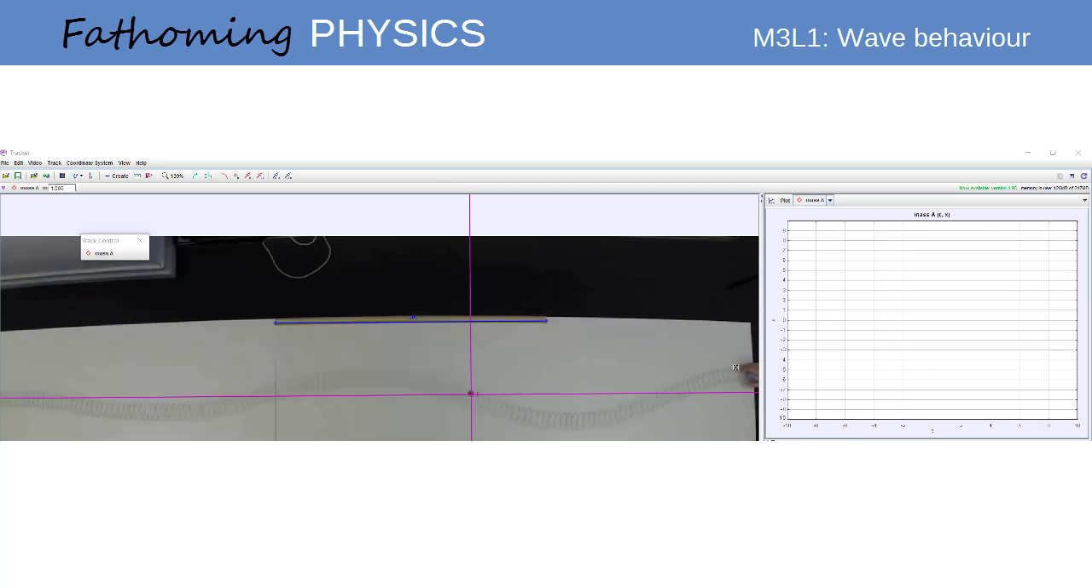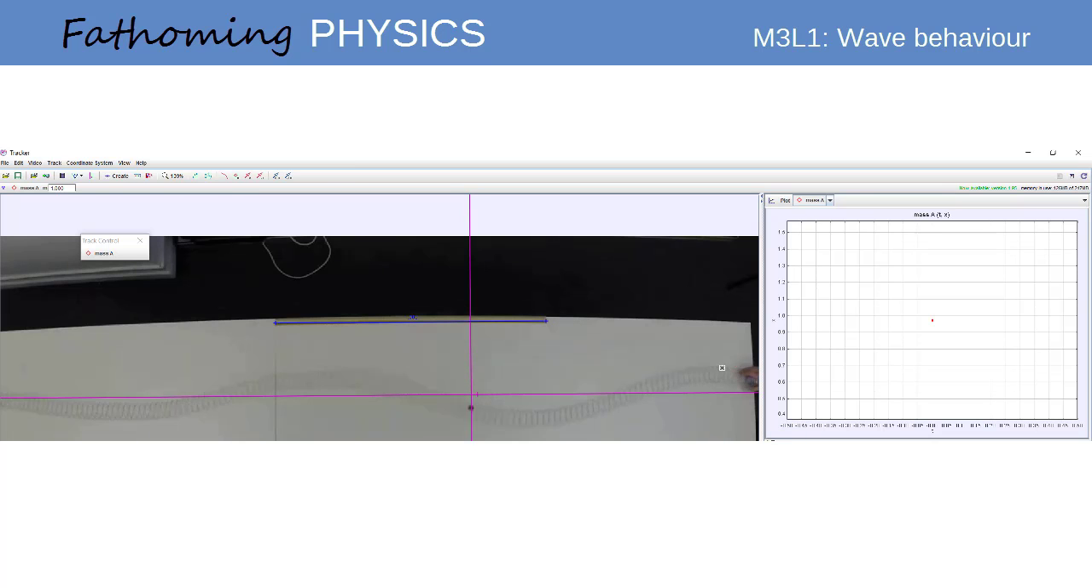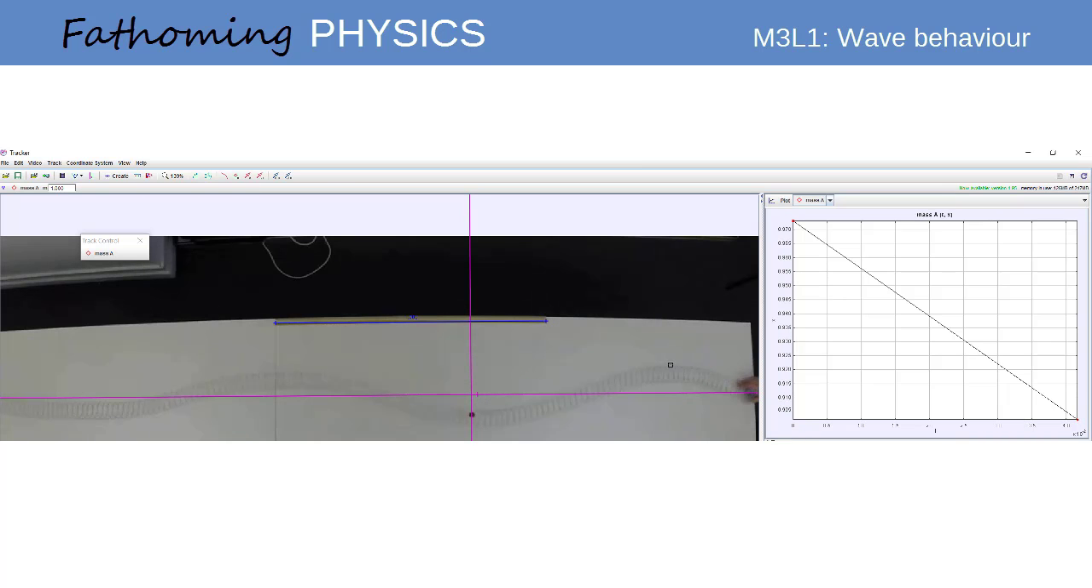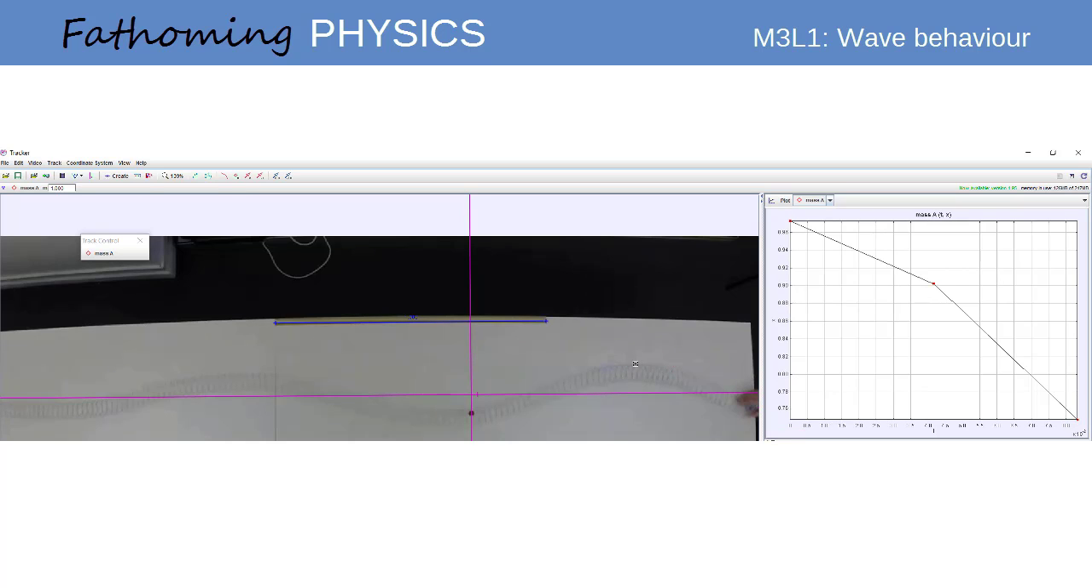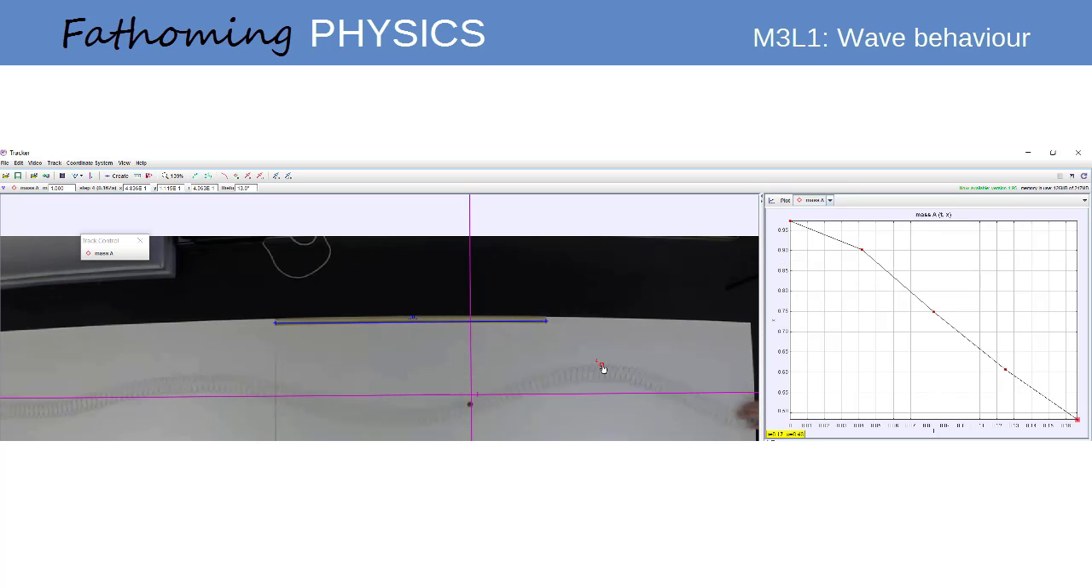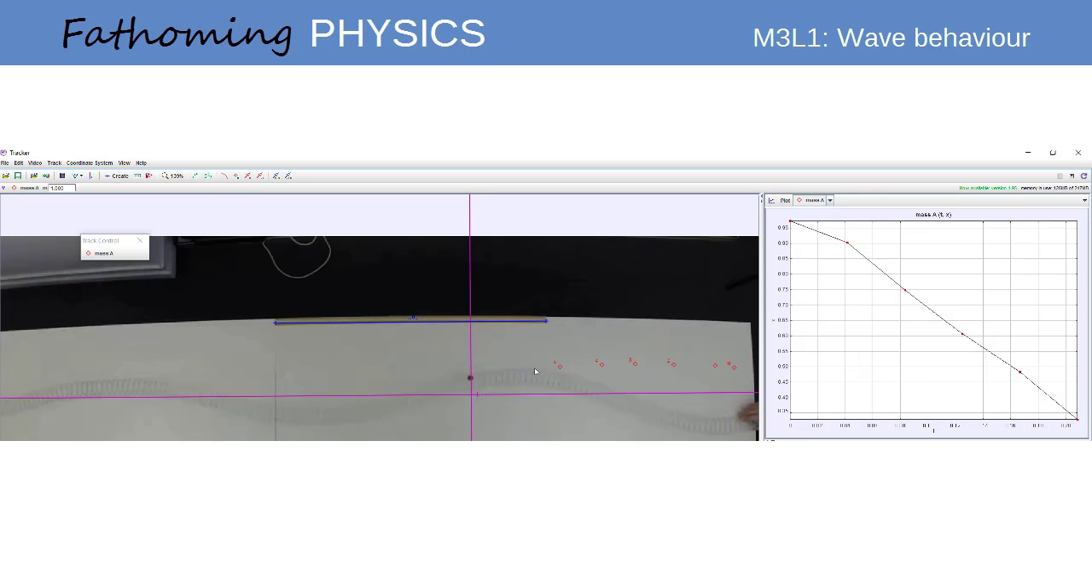In this section of the video, we directly measure the velocity of the transverse wave by manually tracking the position of a peak over time. Using your copy of the graph, determine the velocity of the transverse wave on the slinky.